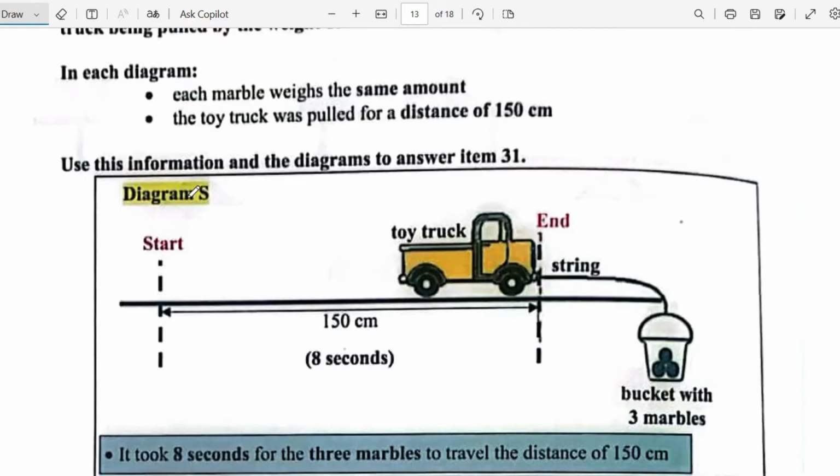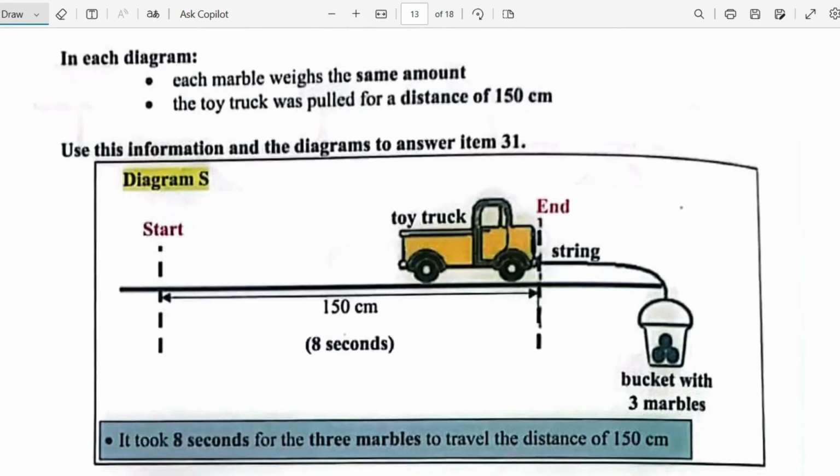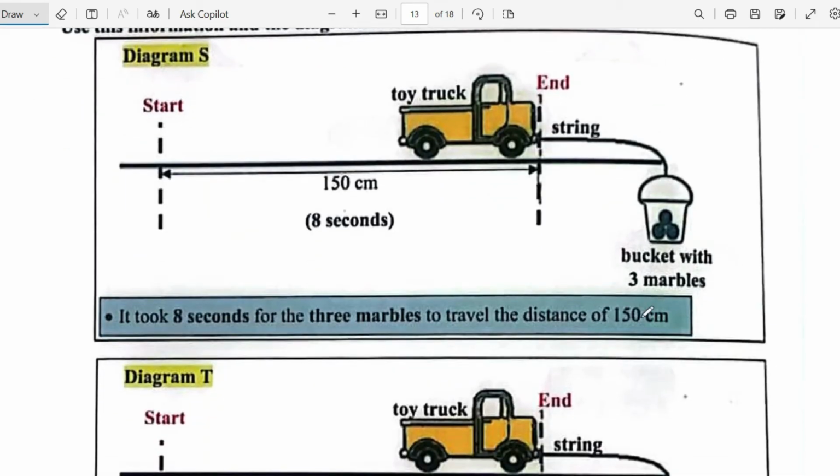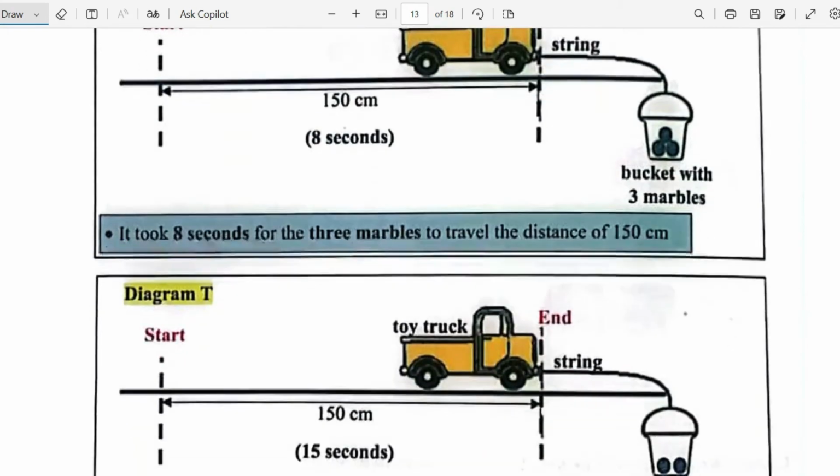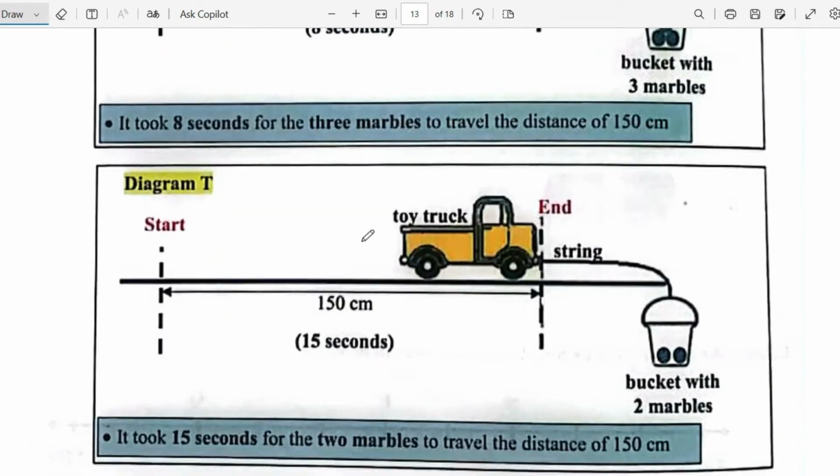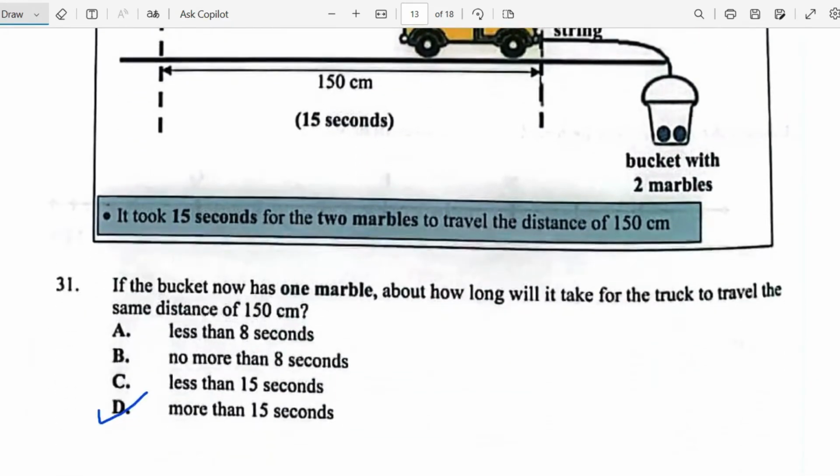So we here see diagram S, and here's the start, and then we see the truck here at the end, and we see the string and the bucket with the 3 marbles pulling the toy truck, and we see the distance to be 150 centimeters. And now we know that it took 8 seconds for the 3 marbles to travel the 150 centimeters. And the diagram here is the same, except that there are 2 marbles in the bucket, and it took 15 seconds for the 2 marbles to travel the 150 centimeters.